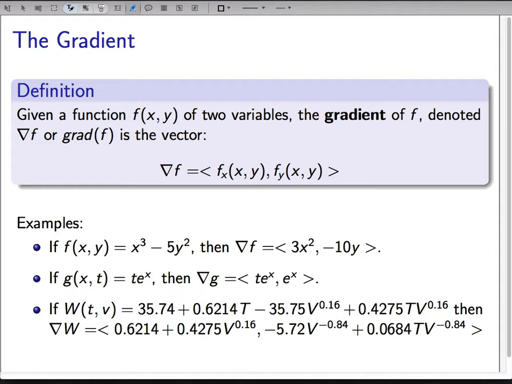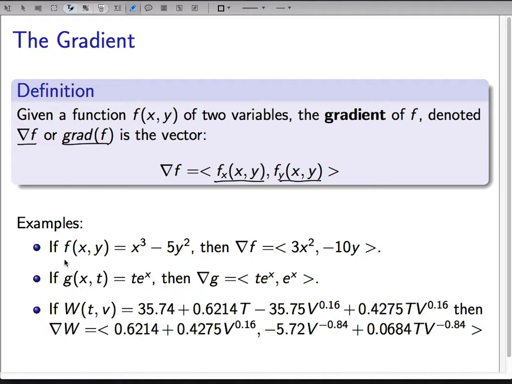So let's start with a definition. Finding the gradient is quite simple. It just requires us to compute some partial derivatives. So the gradient of a function is denoted either by this symbol del of f, or sometimes you'll see grad of f. And it's just a vector that keeps track of the first order partial derivatives fx and fy in order. So let's look at some examples.